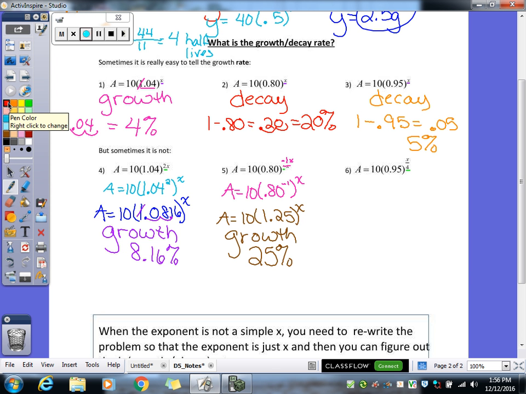Now our third example there, that one's a little trickier sometimes to figure out how to break apart that exponent. X over 4 is the same as saying 1/4 x. Just as a little side note, if I had x over 6, that's the same as saying 1/6 x. Whatever it's being divided by, it's 1 over that number. So we're going to want to pull the 1/4 inside the parentheses. Leave the x on the outside, so we have 0.95 to the 1/4.